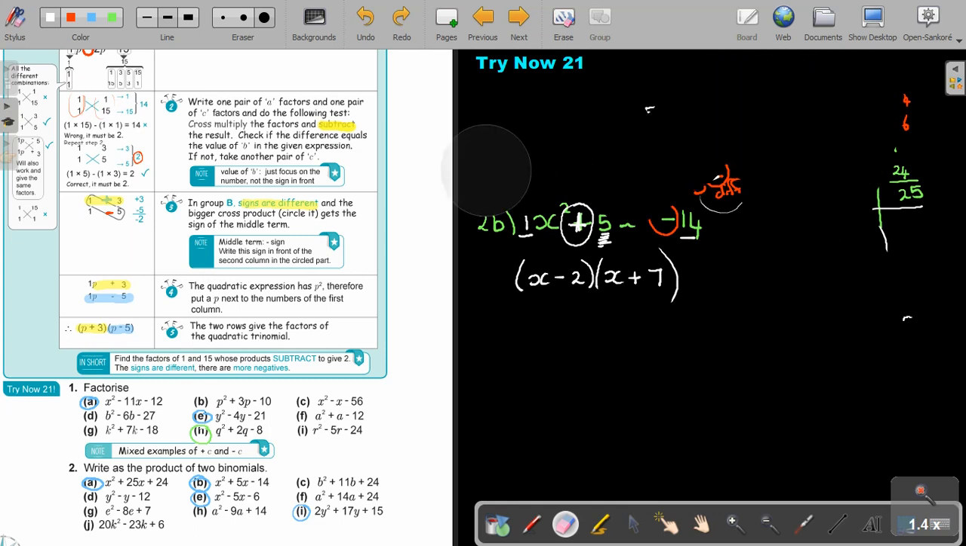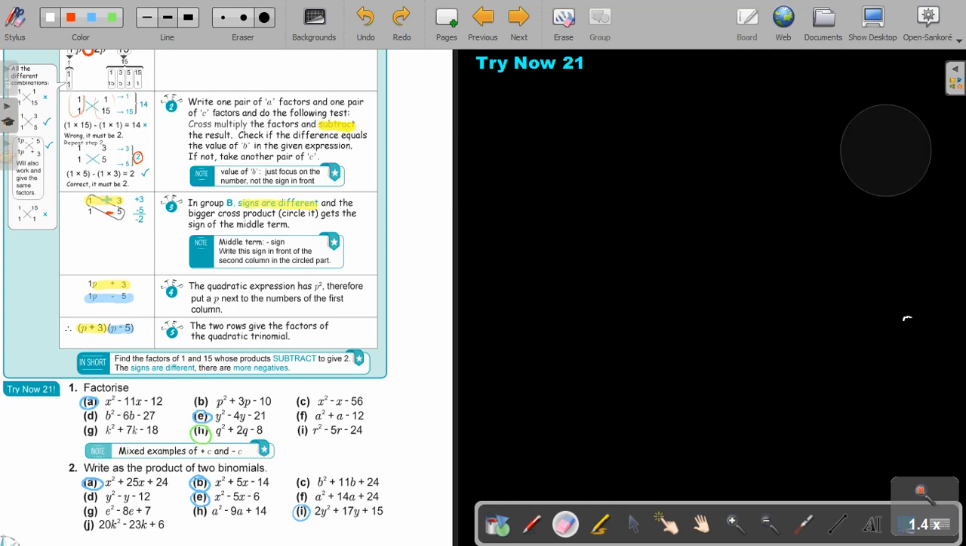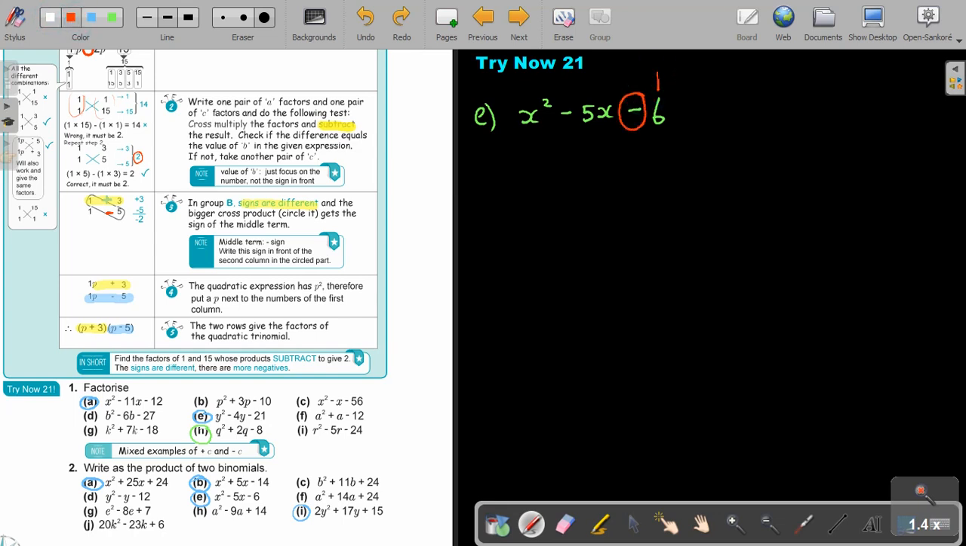Let's do the next two. I'm just going to make space again. Okay, so if you look at number E, then it's going to be x squared minus 5x minus 6. So if I look at this one, okay, always start by saying there's a negative. So it's in group B, so I'm going to subtract, and the signs are different. Okay, so start by writing the factor pairs.